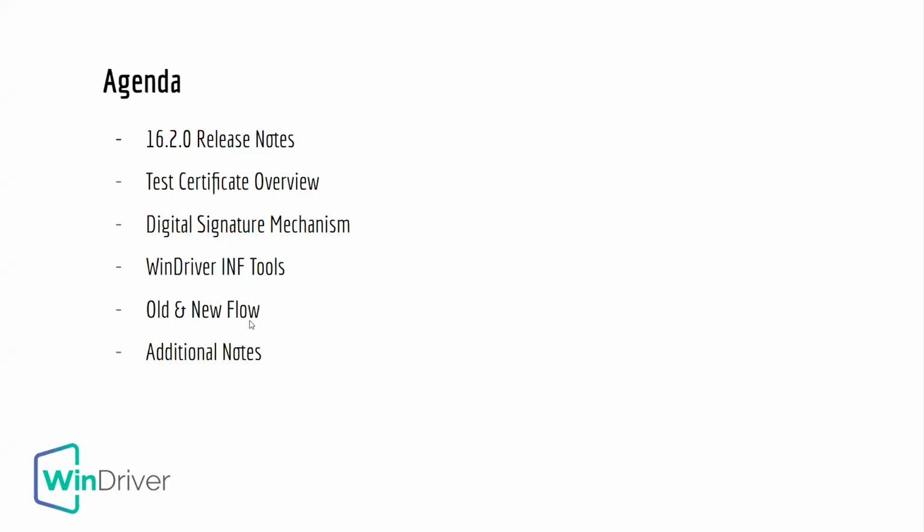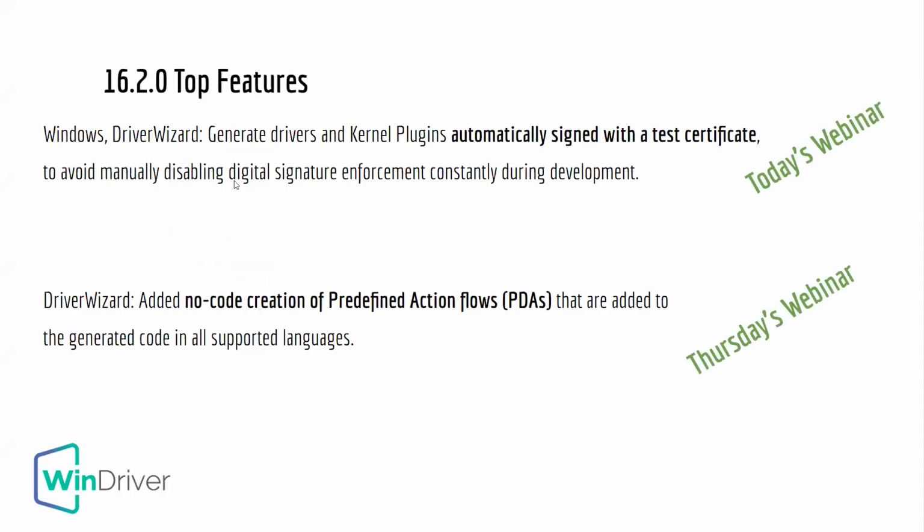We will go through the old and new flow. There are a few options and additional notes regarding distribution and more. So let's start. When talking about the top feature of 16.2.0, we have the automatically signed with the test certificate kernel plugins, to avoid manually disabling digital signature enforcement constantly during development. I will show you in a few moments exactly what it does to the flow. It's supposed to make the whole development process much easier and smoother.